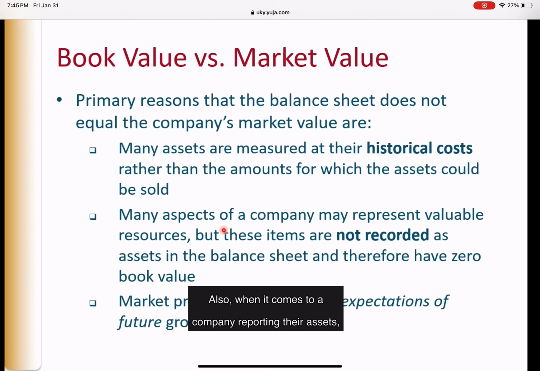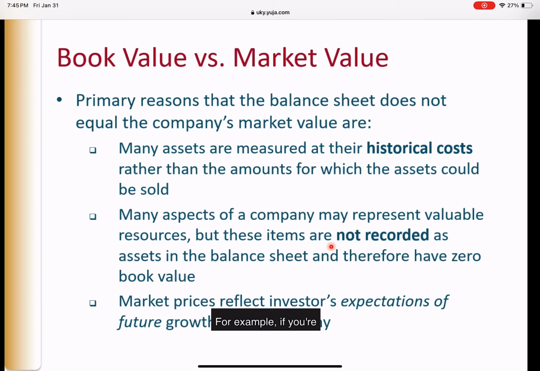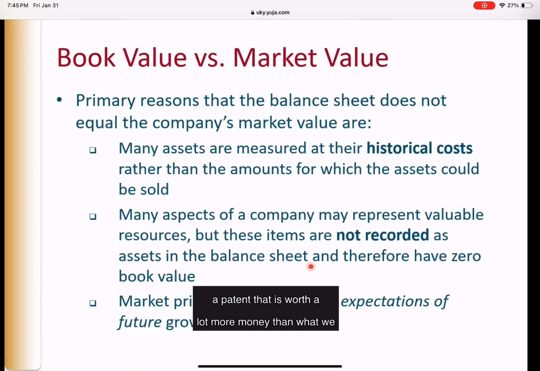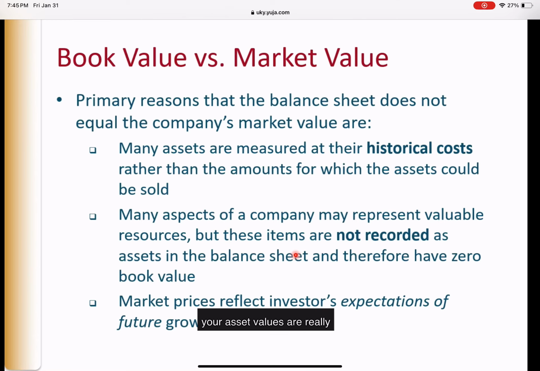Also, when it comes to a company reporting their assets, some certain assets are not even recorded on the balance sheet and have a zero book value. For example, what if you're more profitable than other companies? Some companies cannot go and estimate that inherent goodwill. The only time you get to record goodwill is if you bought out another company for more than what it was reflected at on the financial statements. So there are situations like that where we have, let's say, a patent that is worth a lot more money than what we paid to either acquire that patent or develop it. So there's issues like that where not all of your asset values are really reflected.